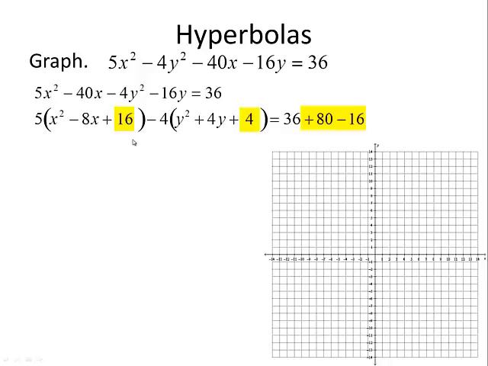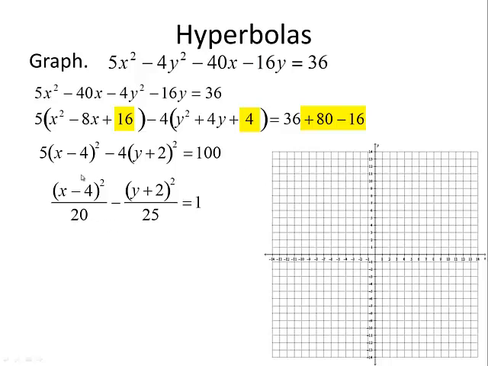Half of 8 squared is 16. Half of 4 squared is 4. Put that on the other side. Make sure you remember that it's 5 times 16 is 80. And -4 times 4 is -16. Put that on the other side. And then just simplifying that, you get x minus 4 squared, y plus 2 squared is equal to 100. Make this equal to 1, divide everything by 100, and we get this after we reduce. So there's my equation. I know that this is going to be a horizontal transverse axis, and a is the square root of 20, and b is 5, and the center is at 4, -2.